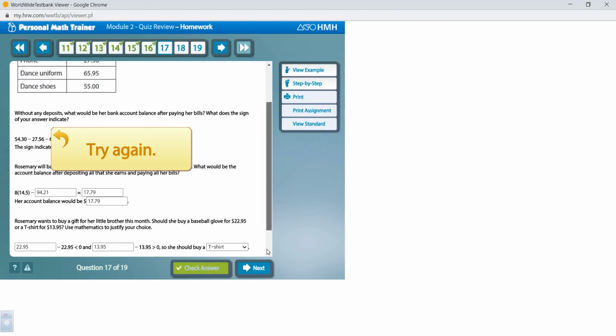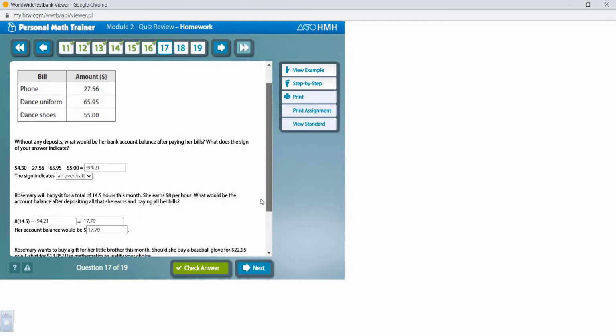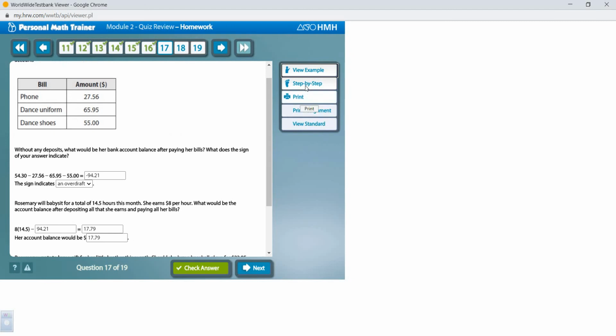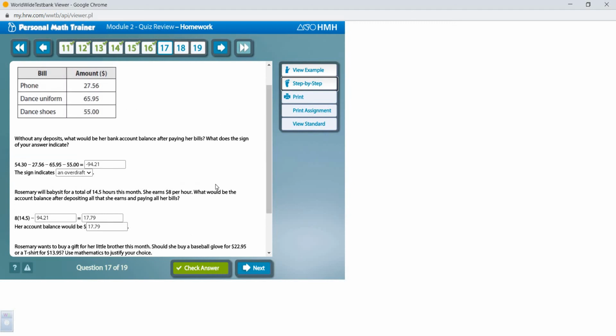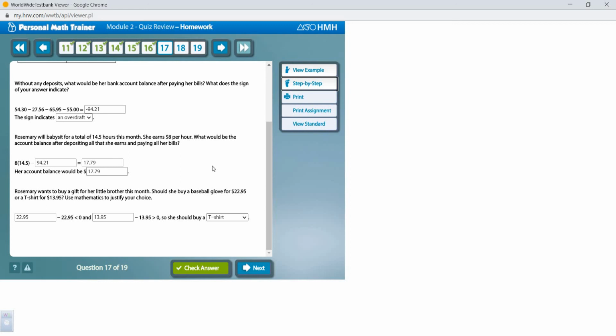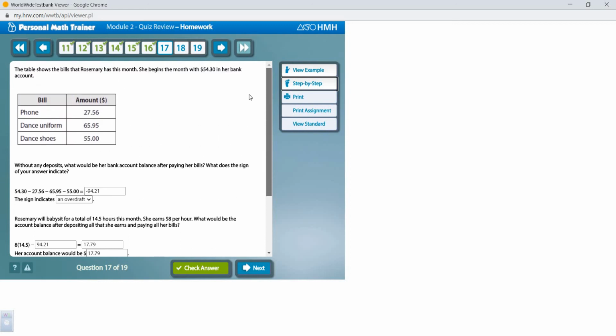Oh my goodness, and we made a mistake. Where is our mistake? You know what? I don't know where our mistake is. Let me go ahead and view an example. This feature is not available on this problem. How about step by step? That's not available here either. Oh my goodness. All right, guys. Well, I'm going to be honest with you. I'm not sure where my mistake is on this problem, and I really don't have the time right now to go back through it, but that's the process.